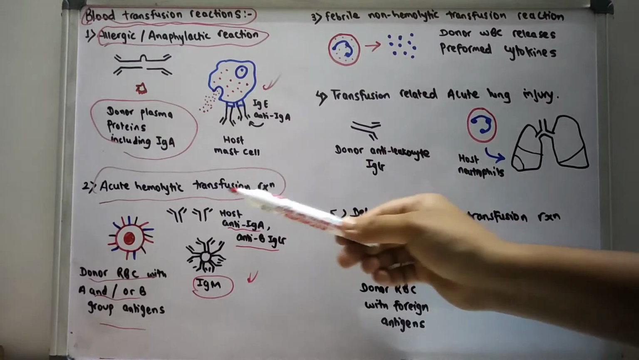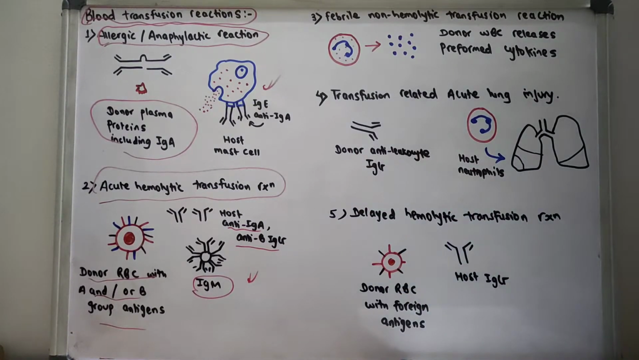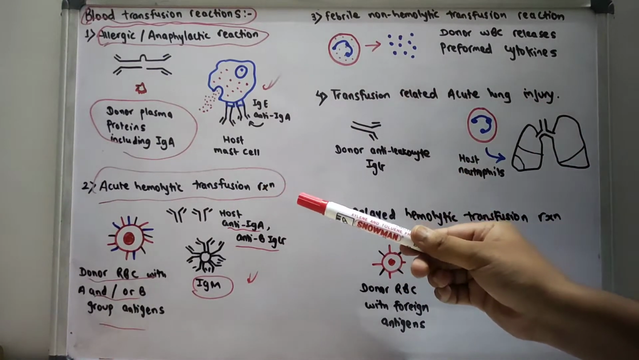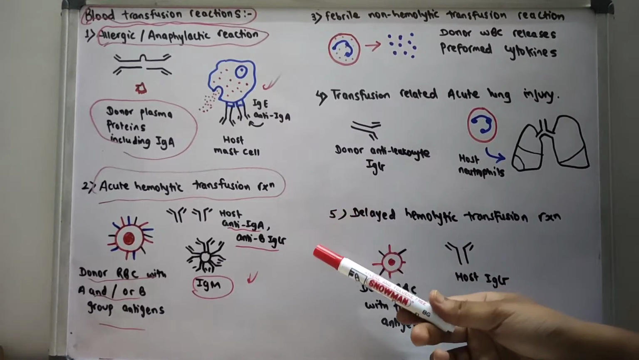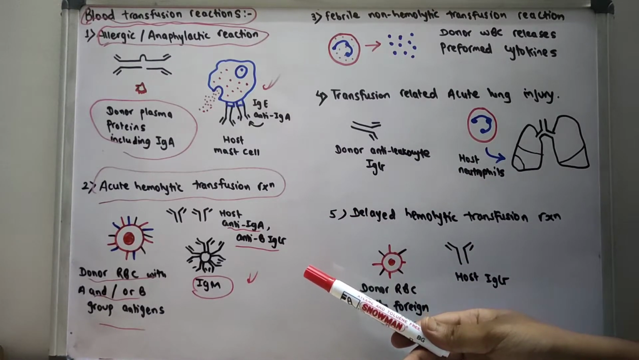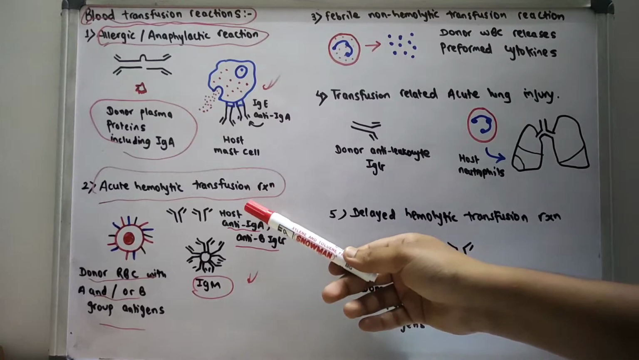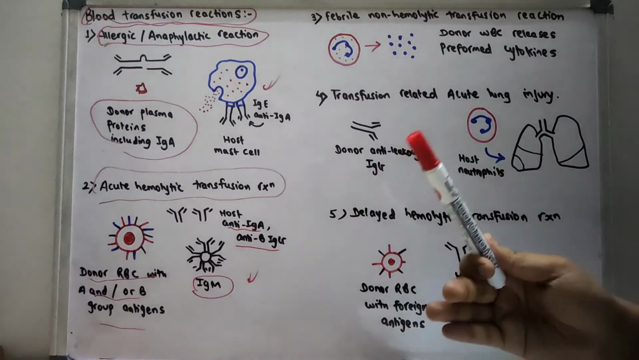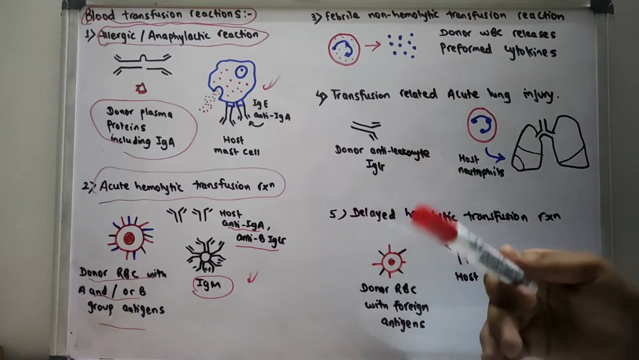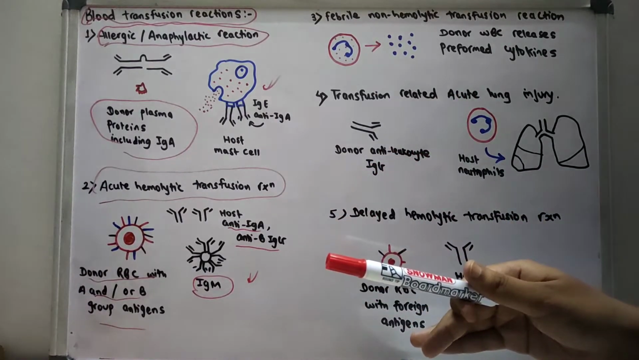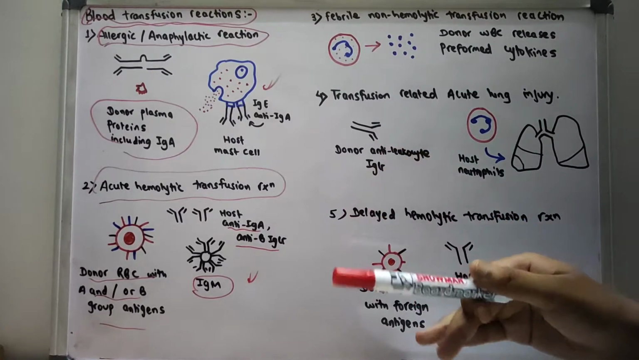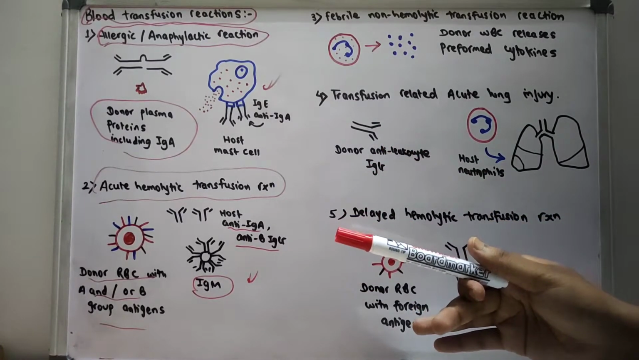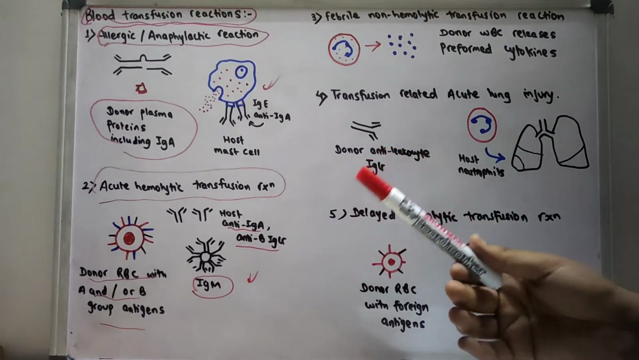So what happens in the acute hemolytic transfusion reaction is that it becomes a type 2 hypersensitivity reaction. It typically causes intravascular hemolysis. It is also known as the ABO blood group incompatibility. During the transfusion or within 24 hours of the blood transfusion, the acute hemolytic transfusion reaction occurs in our body due to preformed antibodies.